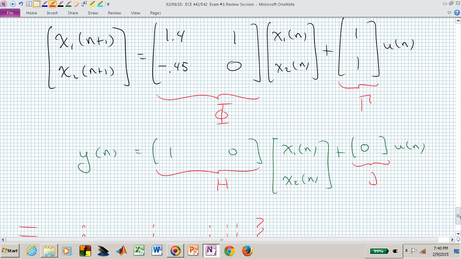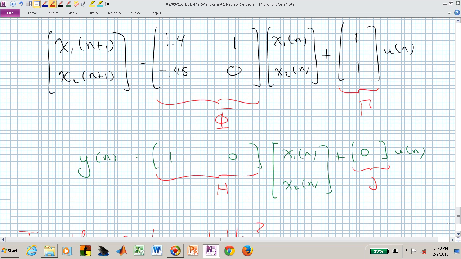If you're given this state space representation and I say, is this system stable? What are you looking for here? Do you remember? You're looking at the system matrix. The system matrix, capital Phi, determines stability. And you're looking at the eigenvalues of that Phi matrix and wanting to make sure they're inside the unit circle.